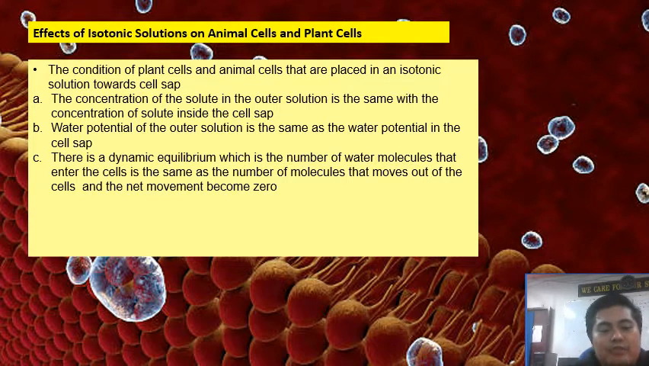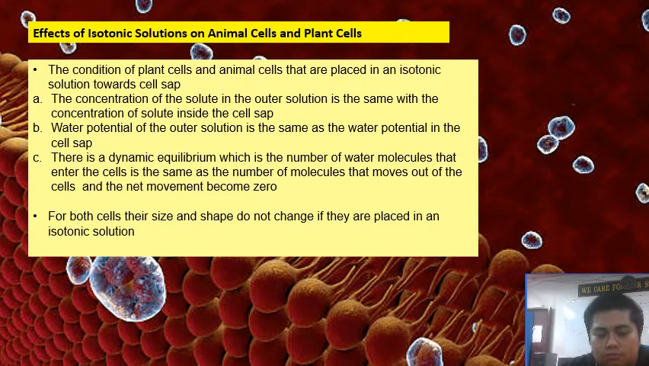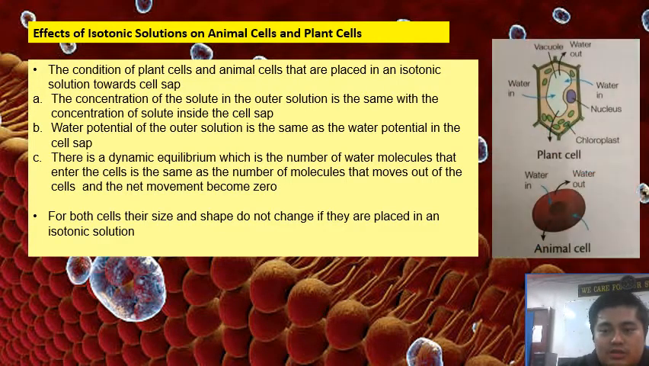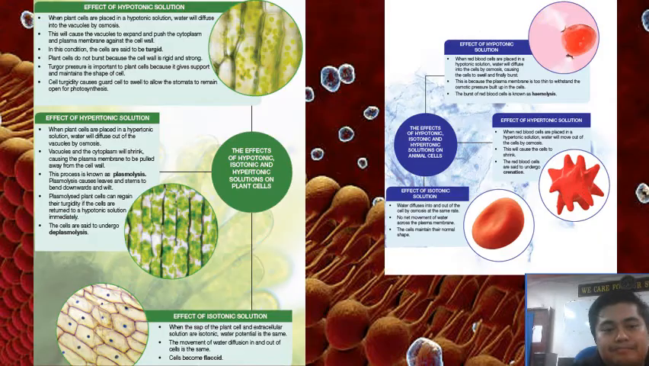So, there is a dynamic equilibrium, which is the number of water molecules that enter the cell is the same as the number of water molecules that move out of the cell. So, the net movement is 0. So, both cells, dia akan remain dia punya size dengan shape if they are placed in the isotonic solution. Bentuk dia tak akan berubah sebab dia letak dalam larutan isotonic di mana bahan yang keluar dengan bahan yang masuk adalah sama. Okay, ni apa yang kat dalam buku teks korang lah.